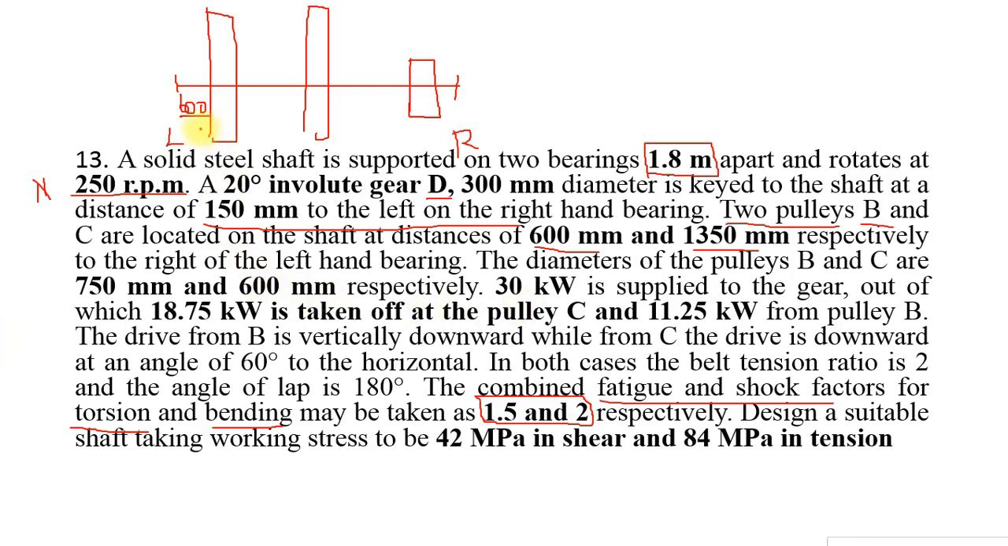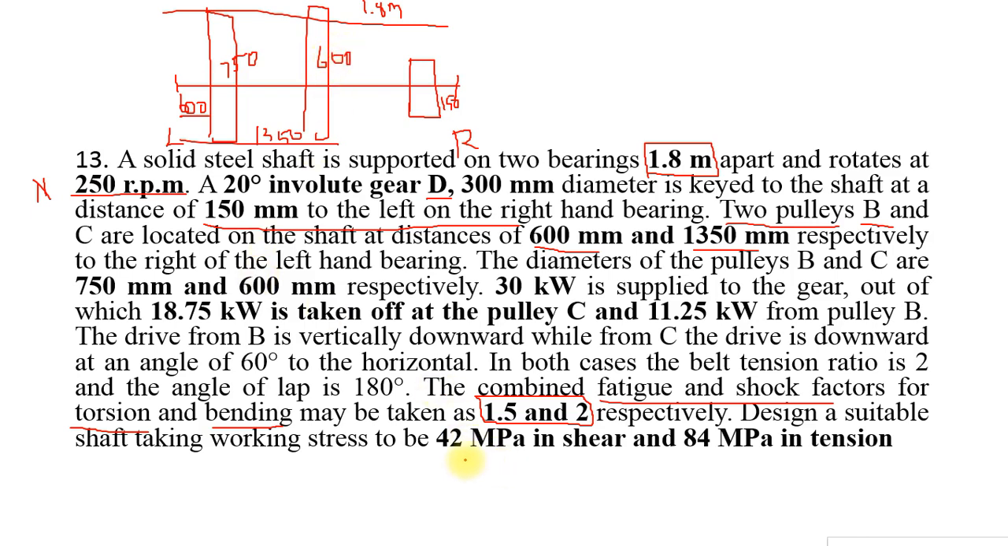So from here the distance would be 1350, and you can see the right hand side distance is already given as 150, and the total distance from bearing to bearing is given as 1.8 meter. The diameter of pulley B and C: this particular pulley is 750 mm and this particular pulley is 600 mm respectively.